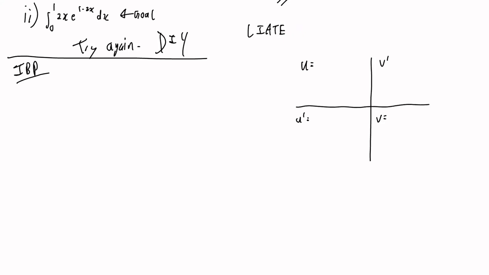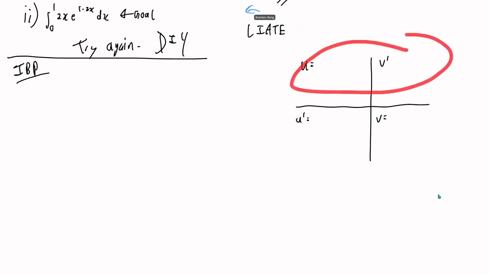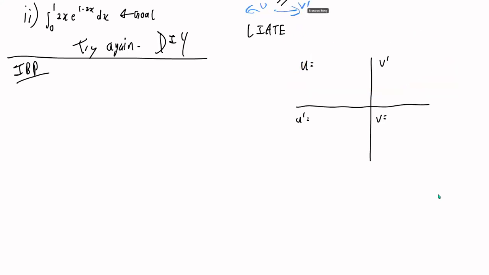Then how do you select? What do you select? So the top row, this one is for U, now for V prime. What's the logic? What's the intuition? Why is the left side U? What do you want to do to U? You want to differentiate. What do you want to do to V prime?